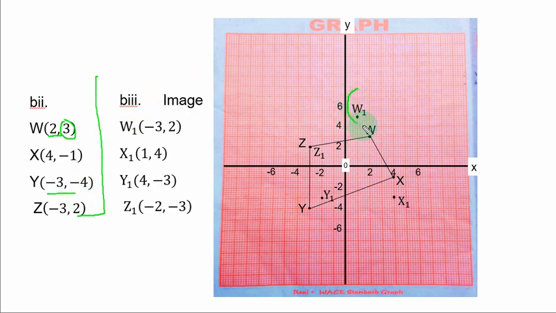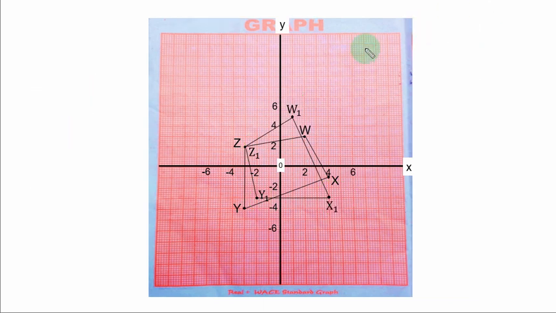So you have W1, you have Z1 is there, you have Y1, and you have S1. Next, you join them together as well. The points from the image have been joined together and you have the complete solution to that question: the quadrilateral WSYZ and the image W1, S1, Y1 and Z1.